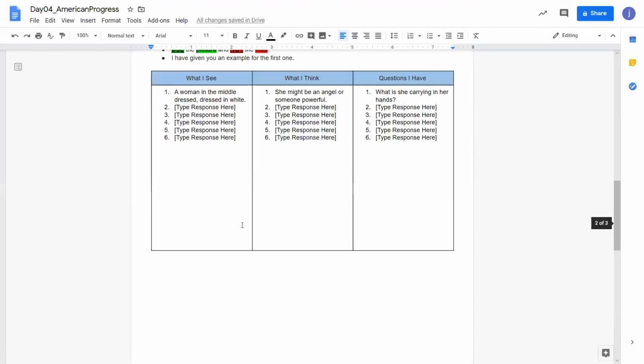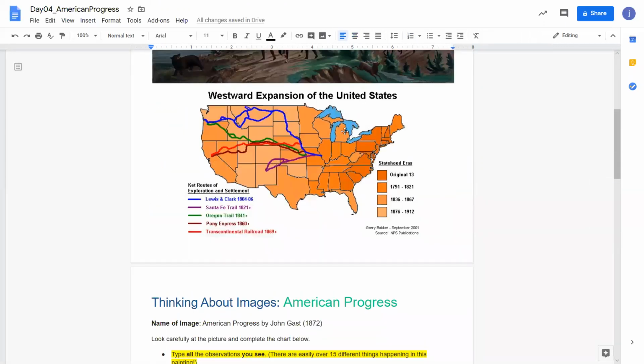So if we go back to the map, again, the background information, I told you guys that this is westward expansion. We are expanding a lot more to the west. So the direction to the left-hand side here. John Gast lived in Brooklyn, so he lived in New York, so he's all the way on the east side, so that's where he's from.